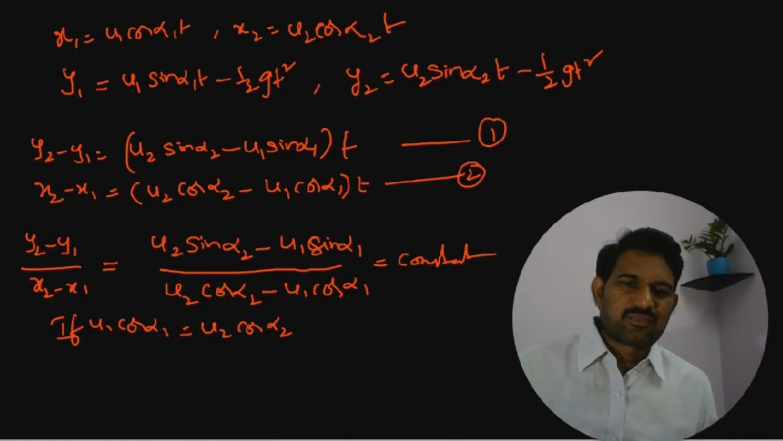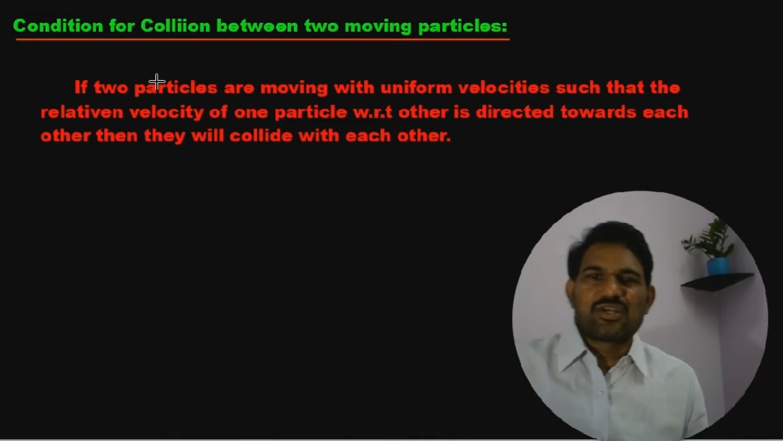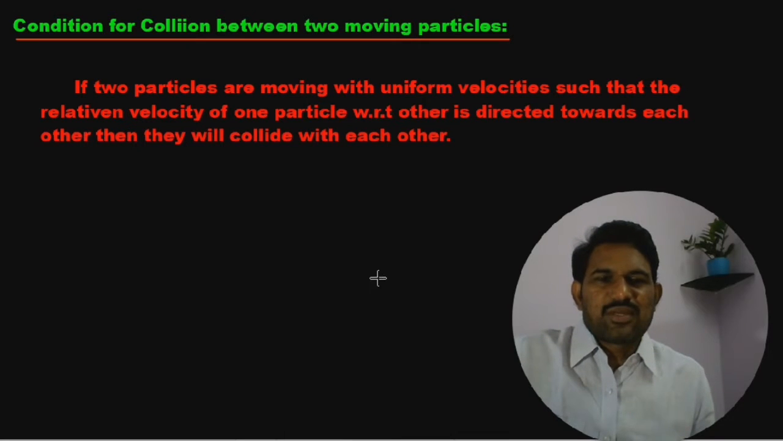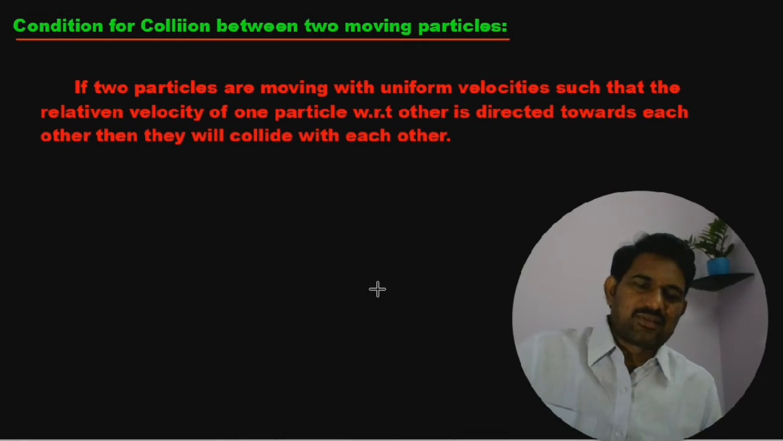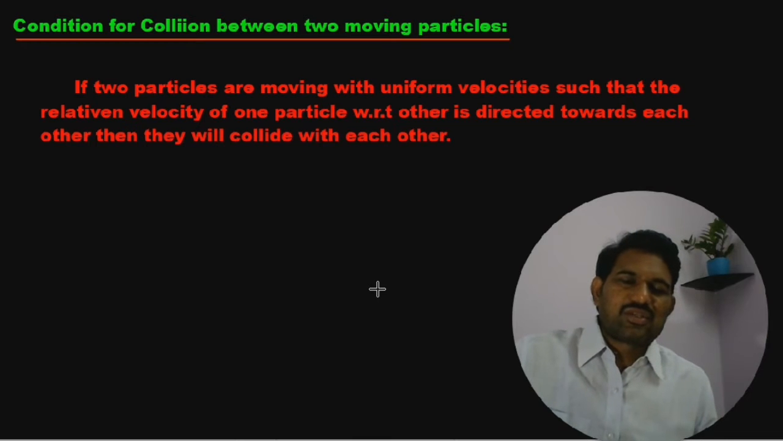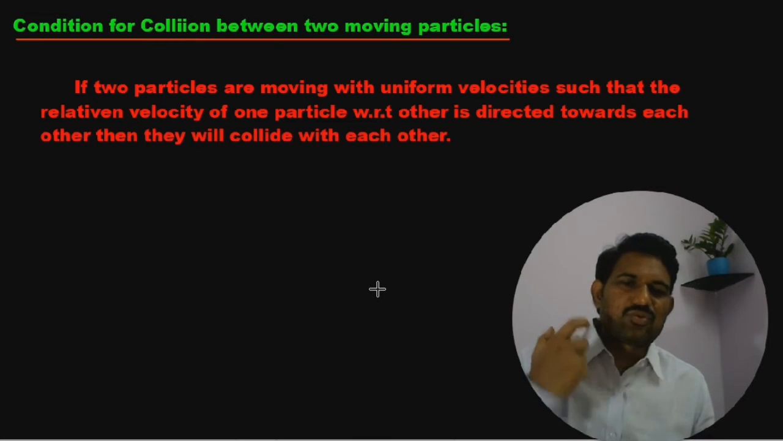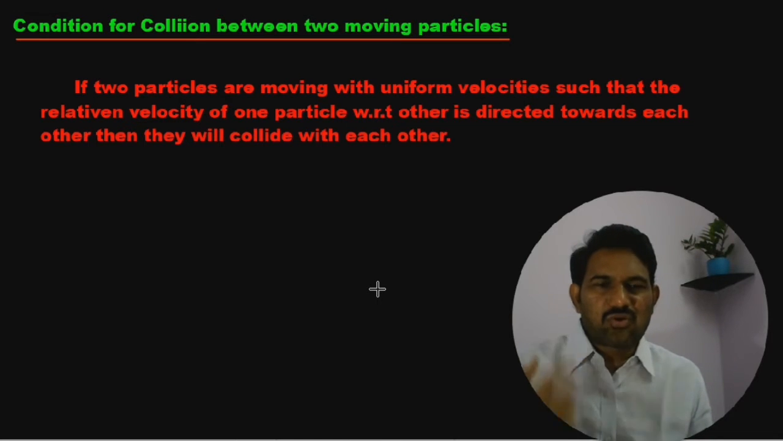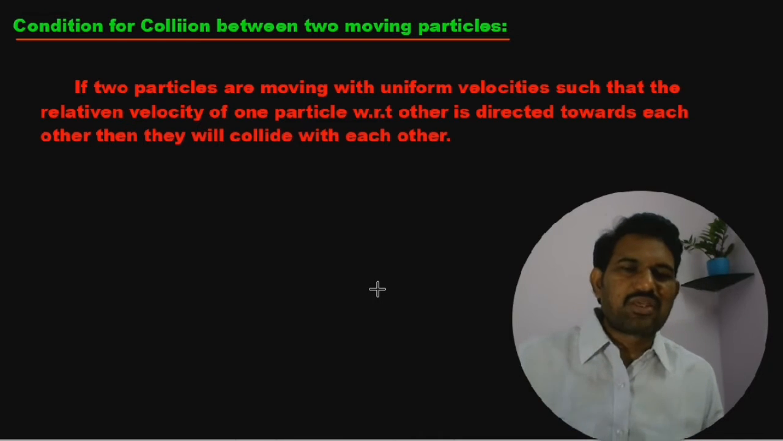Next, let us come to another important condition here, the condition for collision between two moving particles. Collision in projectiles we already discussed in our previous classes. This is a general condition. Sometimes they may give two particles and ask whether the two particles are colliding or not. Or if the particles are colliding, they may ask about the velocity of the other particle by giving the velocity of one particle, or sometimes they may ask about the direction of the other particle.